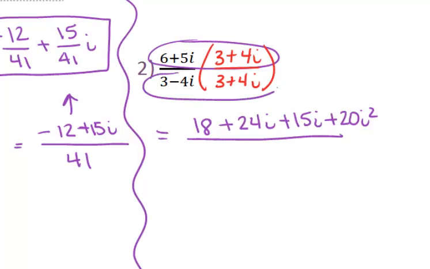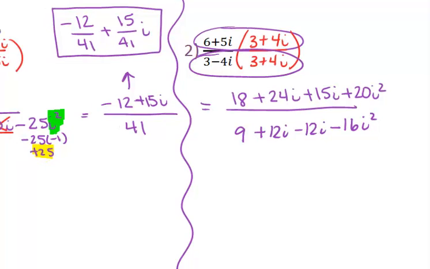In the bottom, I have a 2 by 2, so again I must FOIL. First, 3 times 3 gives me 9. Outside, I have a positive 12i. Inside, I have a negative 12i. And last, I have a negative 16i squared. To simplify both the numerator and the denominator, I'm going to be doing the same type of steps. I have i's in the middle that can combine. On my top, 24i plus 15i gives me a 39i. In the bottom, 12i and negative 12i, those cancel. That's why we do conjugates and opposite signs.